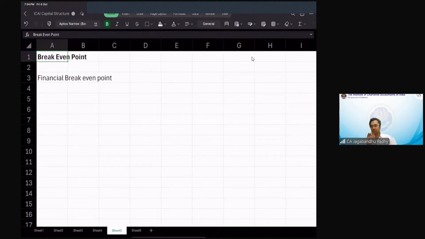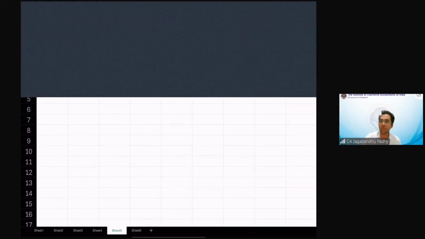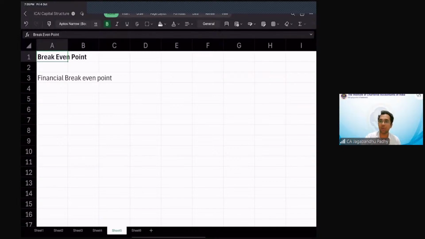You're not telling me what is break-even point. You're telling me what happens at break-even point. I'm asking you what is break-even point. You all are answering me what happens at break-even point. I know that at break-even point there is no profit, no loss. But what is that break-even point? What is that break-even point?